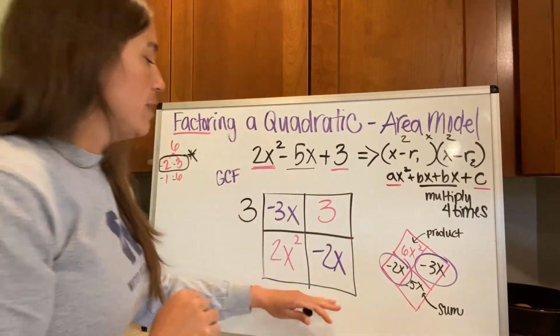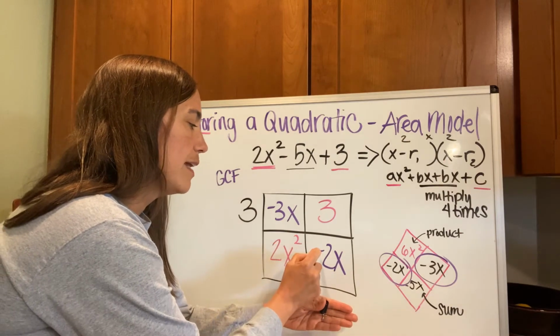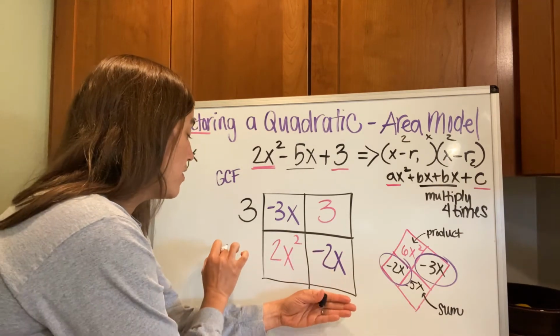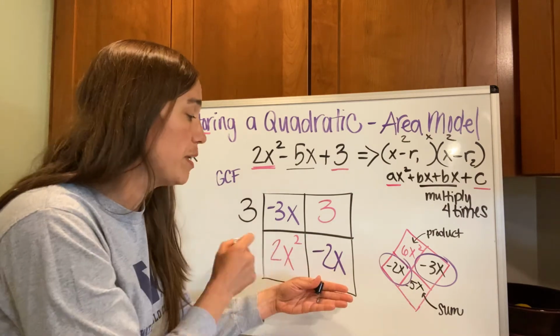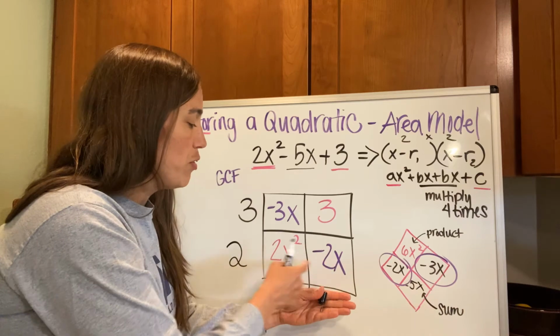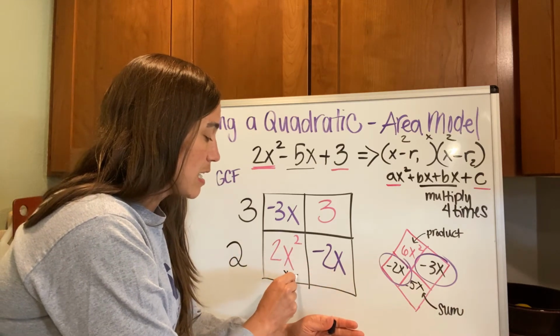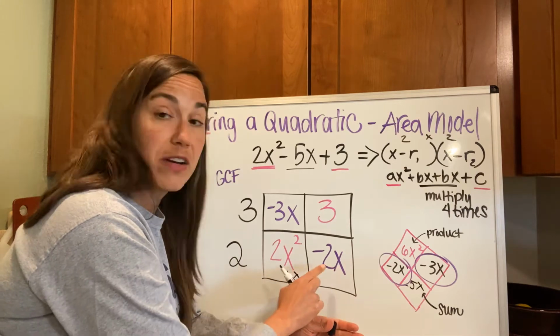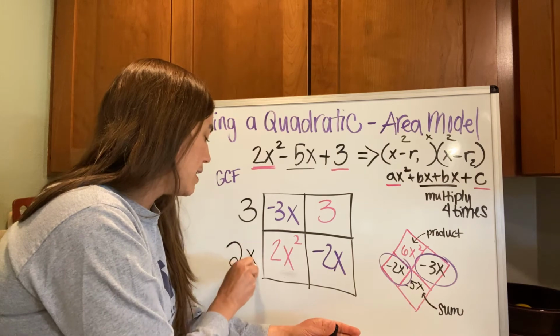Now let's take a look at this row right here. I see 2x squared and negative 2x. They both have 2 in common, that's the greatest common factor of both of the numbers. And do you notice how they both have a factor of x? Just remember, x squared means the same as x times x, and they both have a variable x. I'm going to erase that just real quick. So I'm going to pull out that x here.